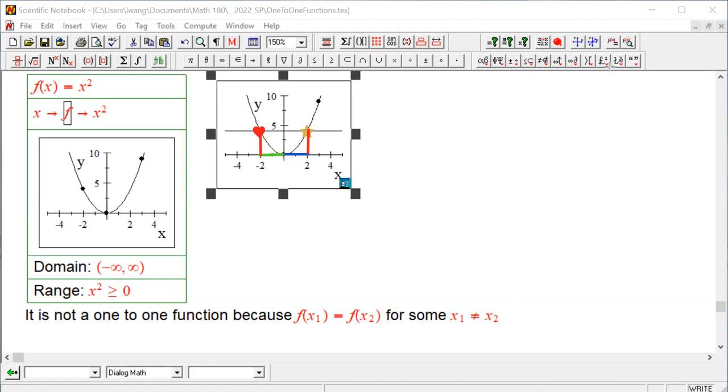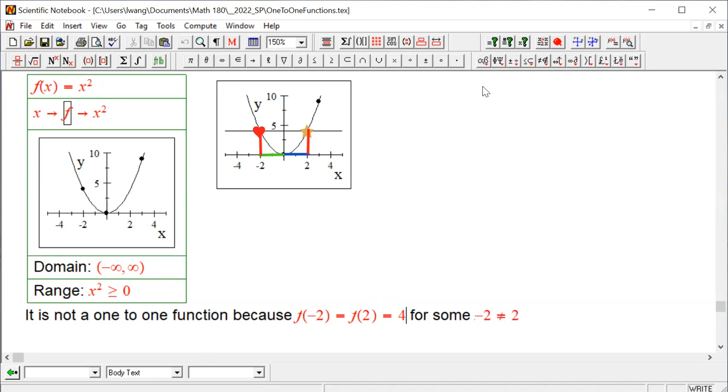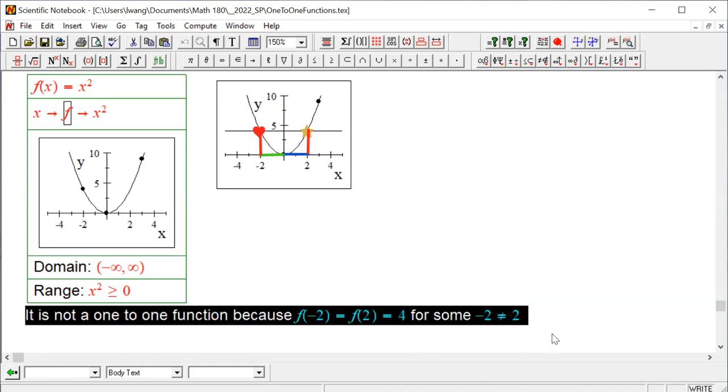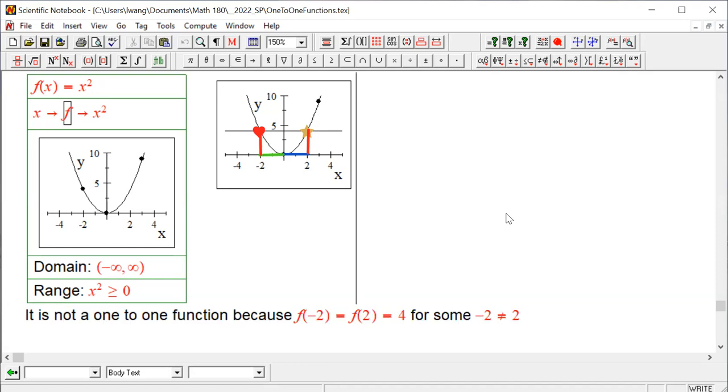So that's the guideline for making the case for a sum. So I can say for -2, which is not equal to +2, f of -2 is the same as f of 2. In fact, you can also tell the reader they're equal to 4. They're the same value. If you make a case like this, you'll be perfect.